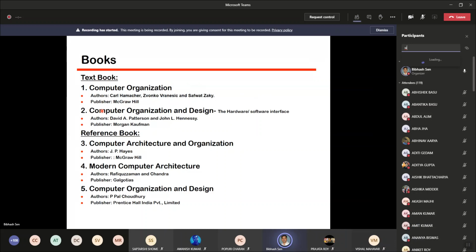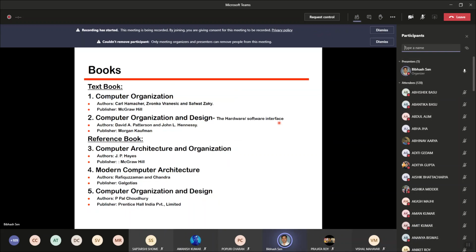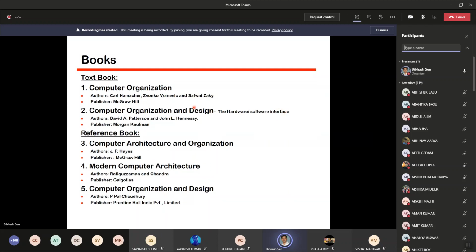The publisher is McGraw-Hill. Another book is Computer Organization and Design, and I will discuss most of the topics from here. That is Patterson and Hennessy, David A. Patterson and Hennessy. Two books are there: one is for computer architecture, and another is Computer Organization and Design. Remember the subtitle, The Hardware/Software Interface. The other book in the market is computer architecture, which does not have the hardware software interface. So our textbook is Computer Organization and Design, The Hardware/Software Interface, by David A. Patterson.